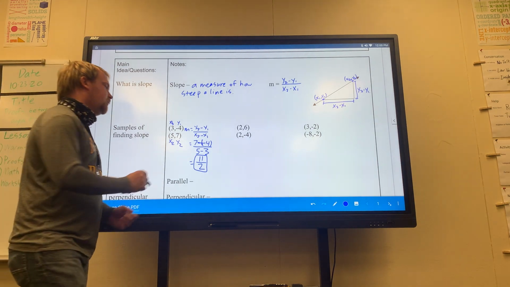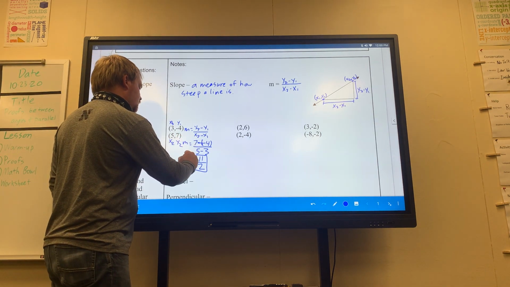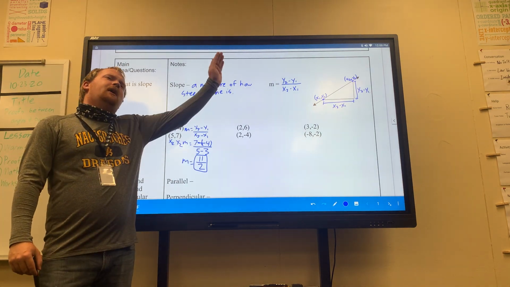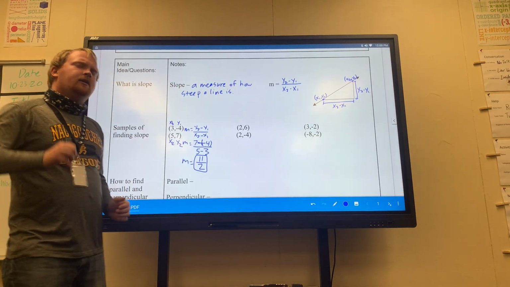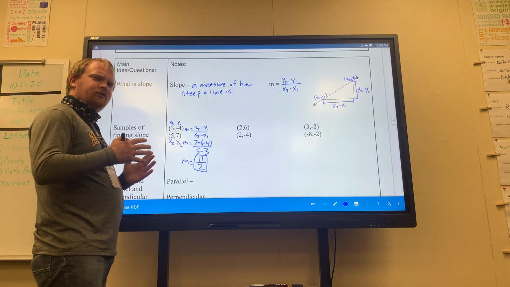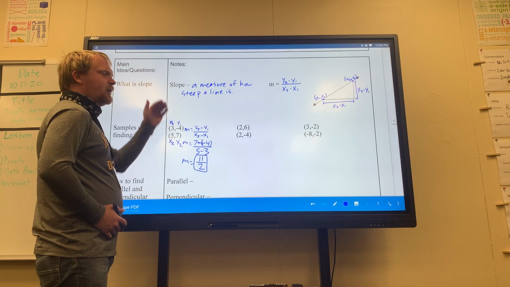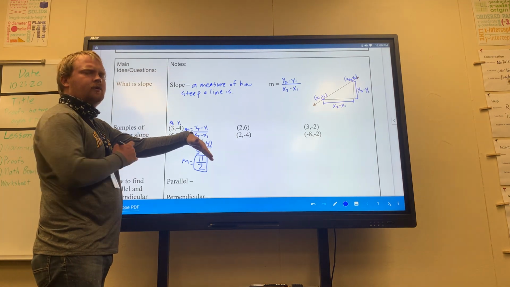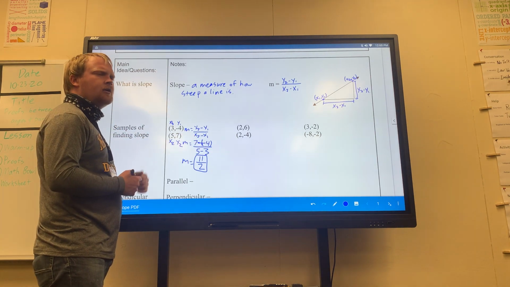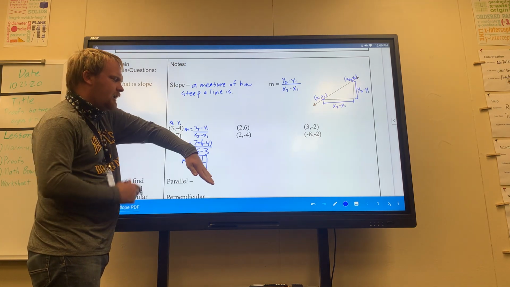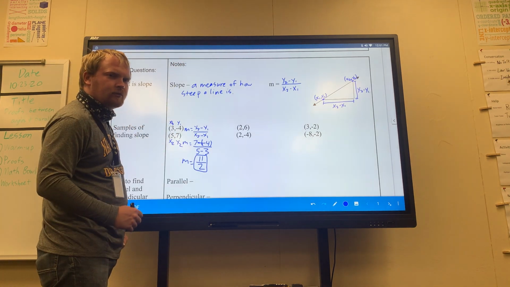Now, the type of slope that this is called is a positive slope, as if it's going up 11 over to the right. Now, a different kind of slope would be if I put a negative in front, that would be called a negative slope. That's when it's going down from left to right, okay? Positive is going up left to right, negative is going down left to right, okay?